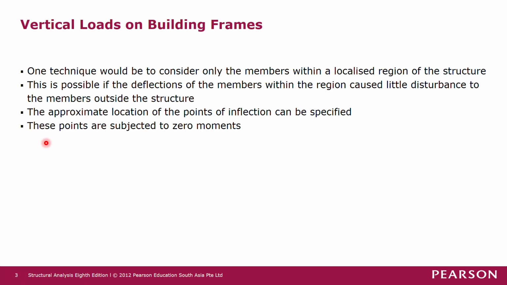So the approximate location of the points of inflection can be specified, and these points are subjected to zero moments. Inflection points are the points where the positive moment changes to negative moment and vice versa. Therefore these points have zero moments.